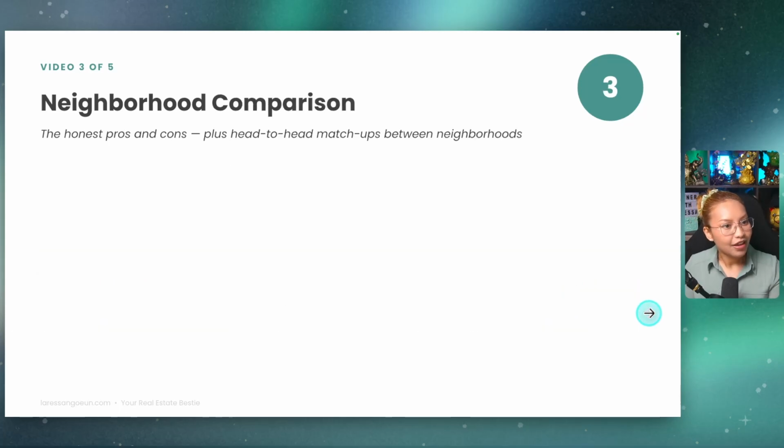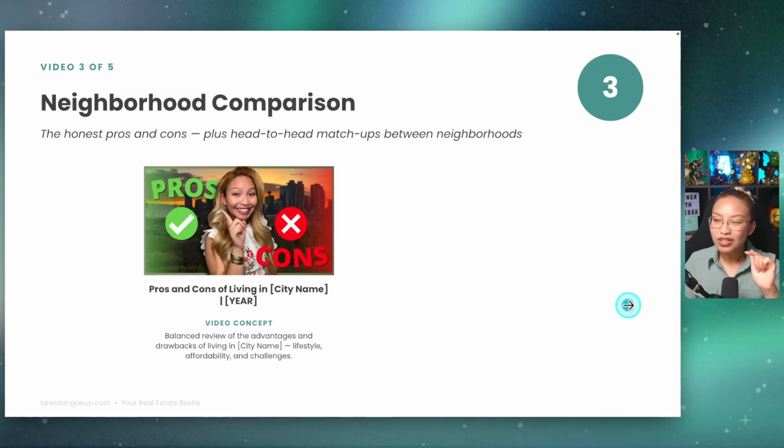Okay, moving on. Video number 3. We are going through this really fast. Neighborhood comparisons. Okay, this is a great one to do. The first one is going to be pros and cons of living in your city. You see a lot of real estate agents do this a lot. So again, pros and cons of living in your city, or pros and cons of living in a specific neighborhood, okay?